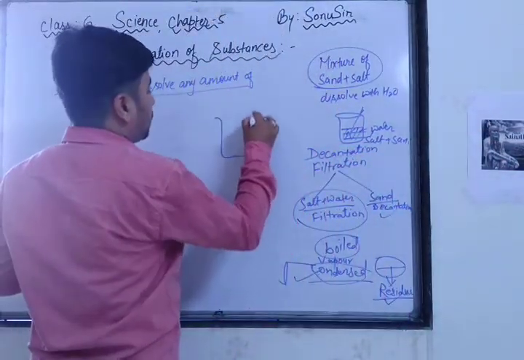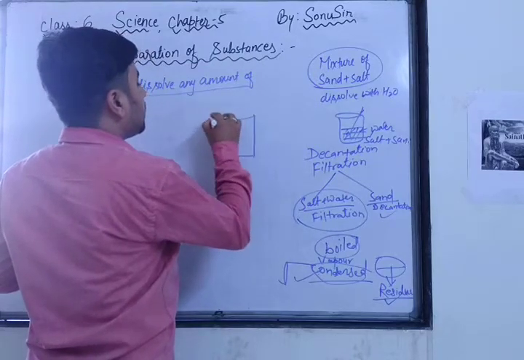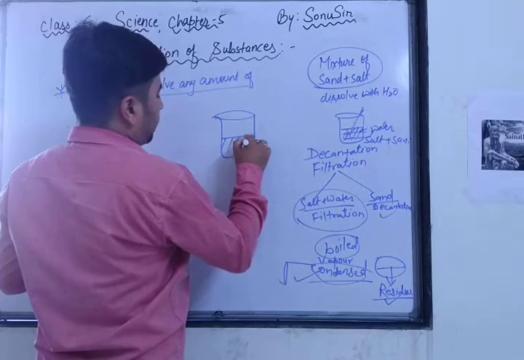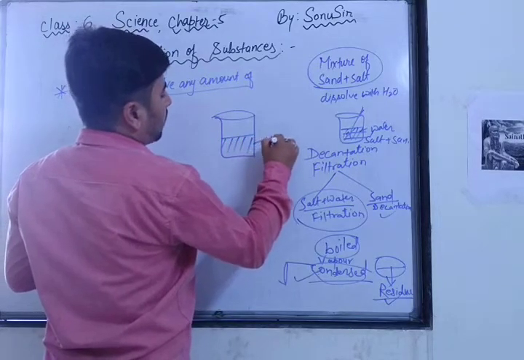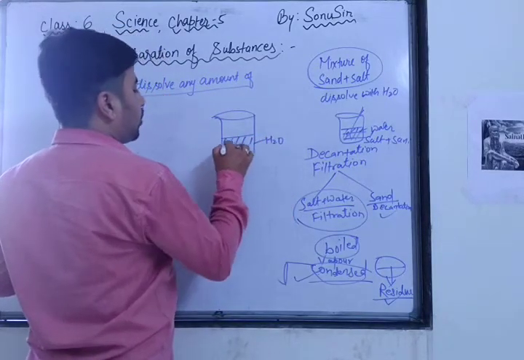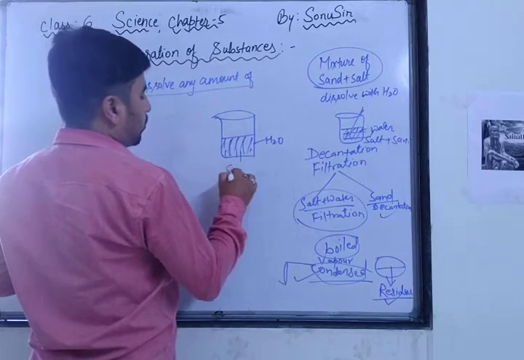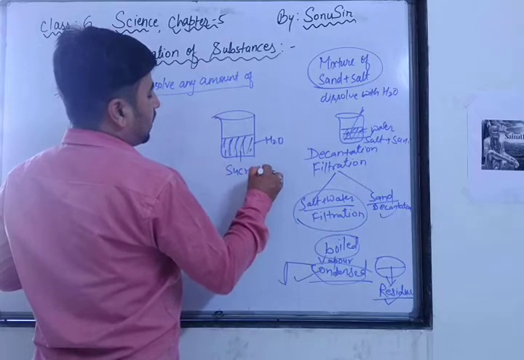As for example, just suppose water was there up to here. We have added 1 spoon of sugar in it. 1 spoon of sugar. Sugar's chemical name is sucrose.